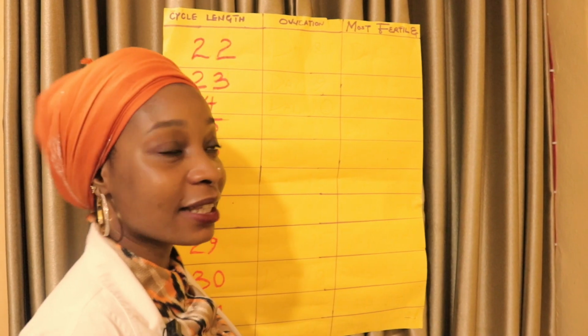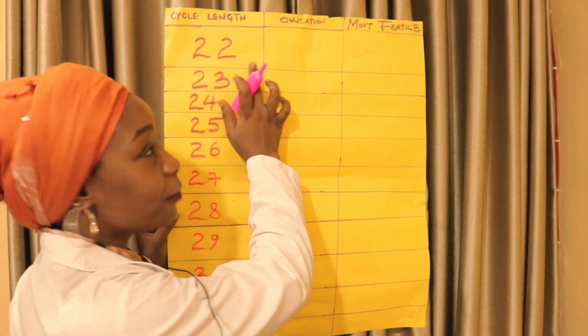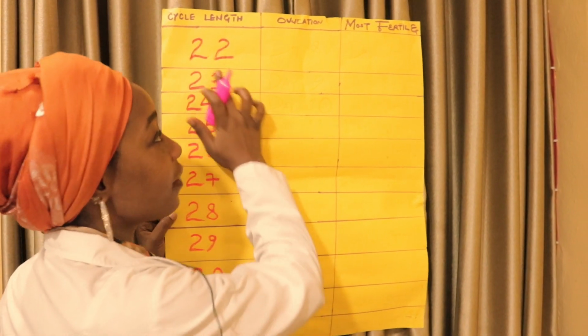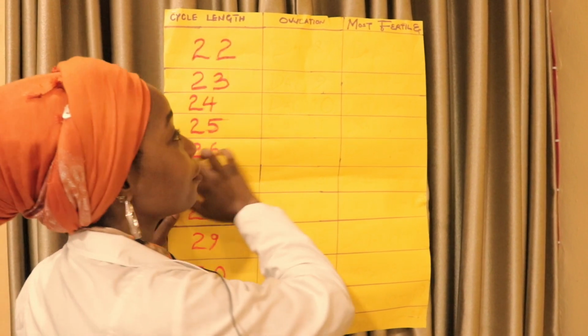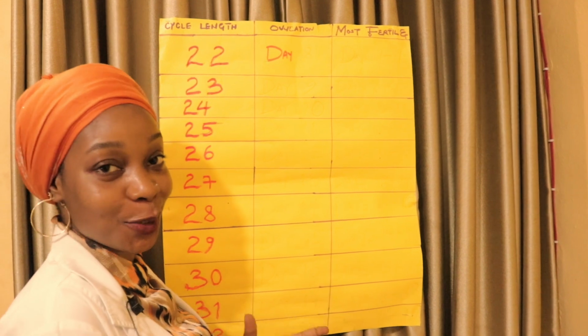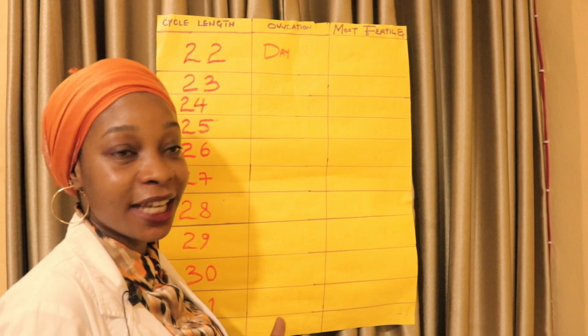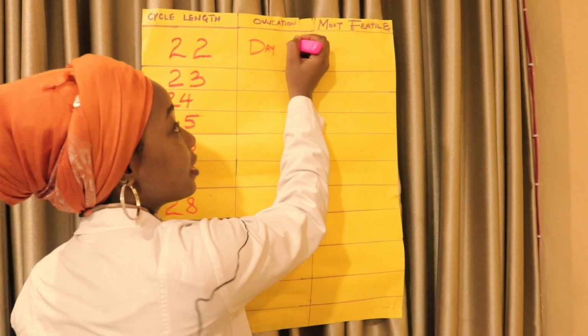Now let's start calculating. If you have a 22 days menstrual cycle, this is for you. After you have gotten your menstrual cycle, your ovulation day. If you have a 22 days menstrual cycle, this is for you. Your ovulation day is going to be day 8.